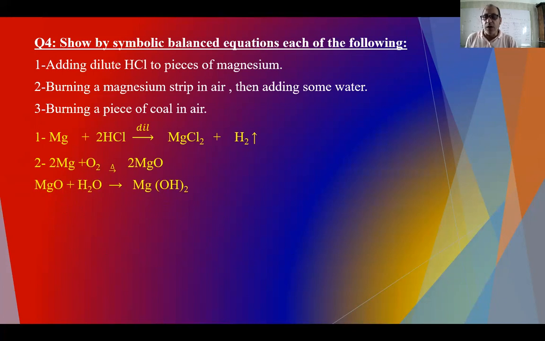Burning a piece of coal in air: carbon plus oxygen, C plus O2. It's very simple, it gives CO2, which is an acidic oxide because it's a non-metallic oxide. We are going to add water to it, and it's going to give me an acidic solution, which is H2CO3, carbonic acid.